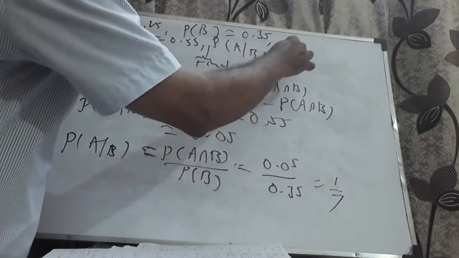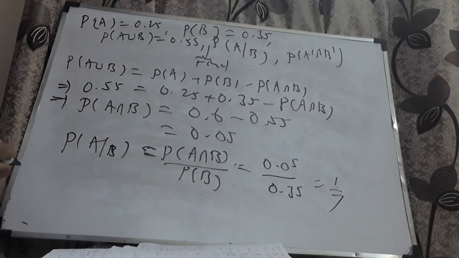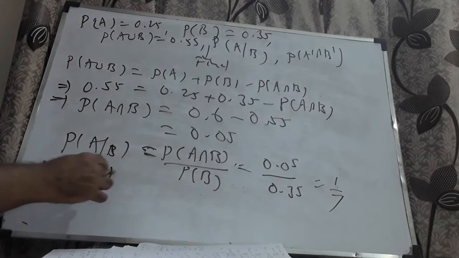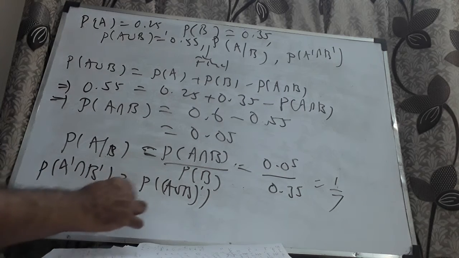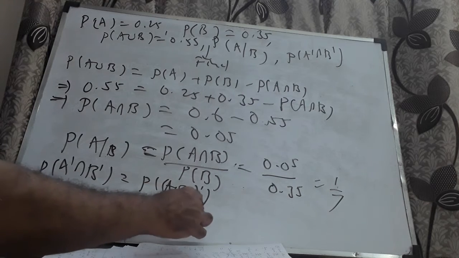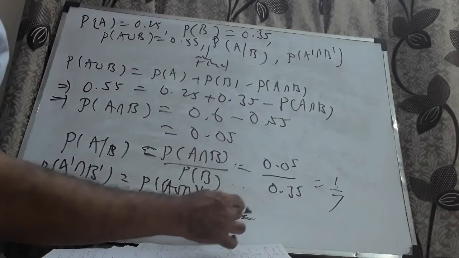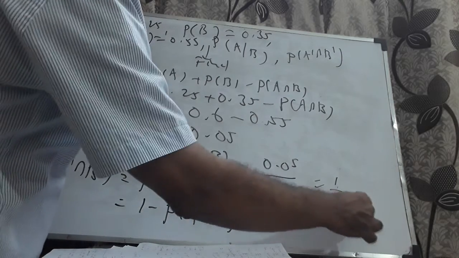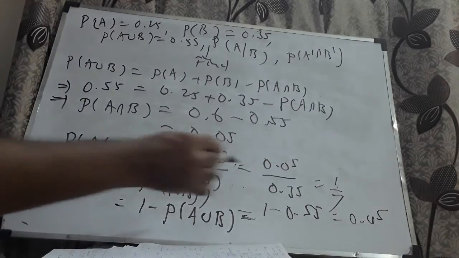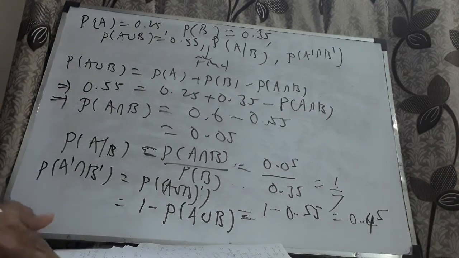You are given one more case, P of A dash intersection B dash. Sorry, I forgot to tell you that. I'll do it now. P of A dash intersection B dash is P of A union B the whole dash, by De Morgan's law, which is 1 minus P of A union B. This is by the complement rule. 1 minus 0.55 will be 0.45. Let me repeat the whole process.